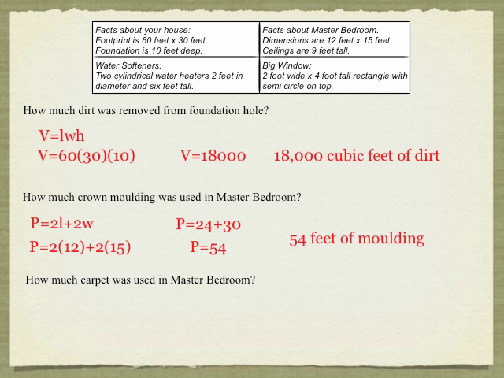How much carpet was used in the master bedroom? Okay, again, I'm going to be using my 12 and 15, but this time, instead of a perimeter, I'm not going around the edge. I'm filling up the whole floor with carpet. I'm looking at an area. So my area is length times width, which is 12 times 15, or 180. Now, what are my units? Okay, volume has cubic units, perimeter has linear units, and area has square units. So it's 180 square feet of carpet.